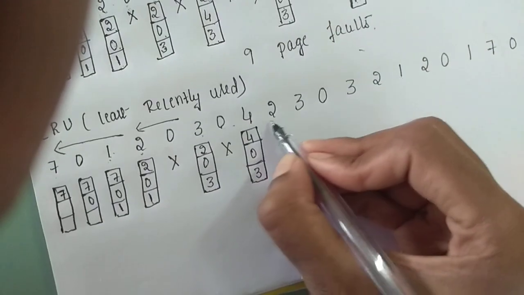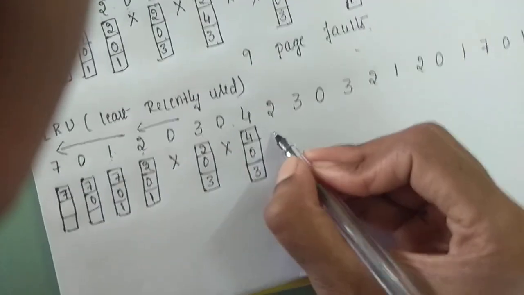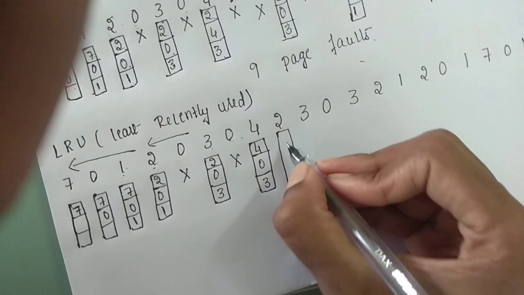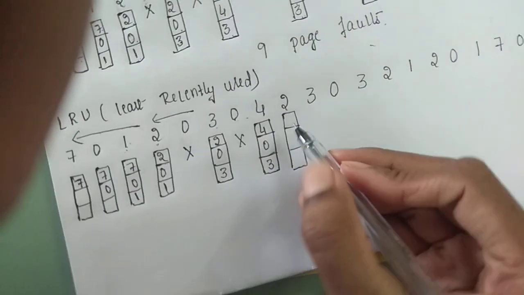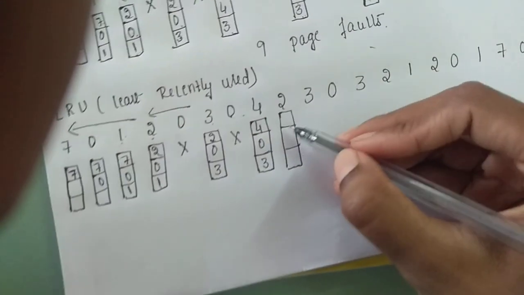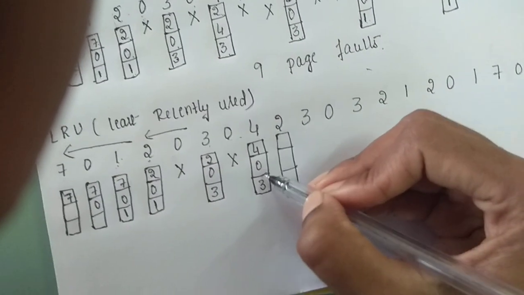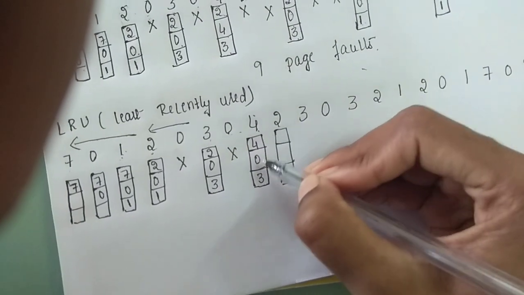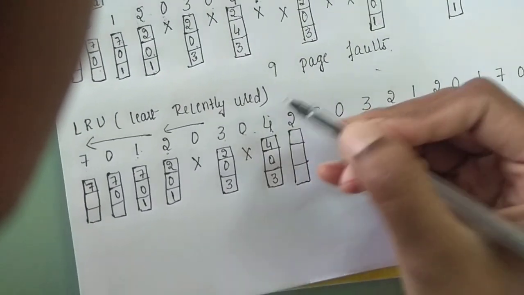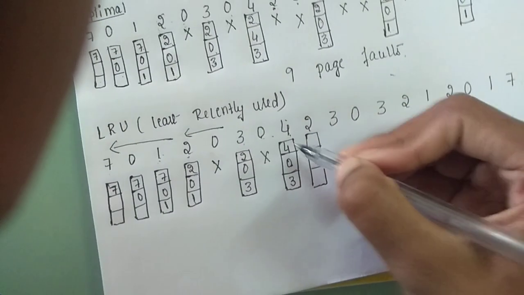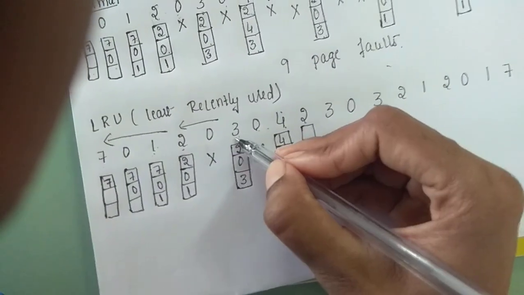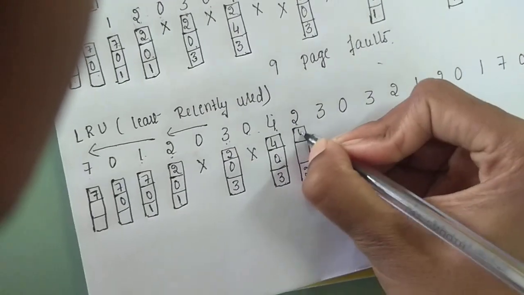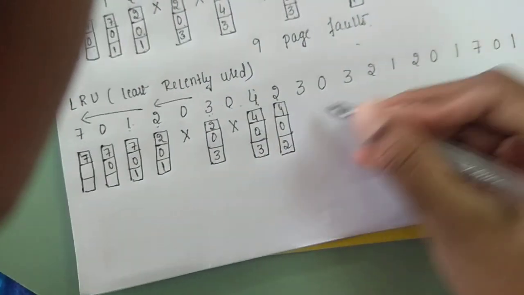Next I need to insert 2. 2 is not in the frame, so whom do I consider now? Search it. 4 is here itself, don't replace 4. 0 is next to 4. 3 is the last compared to 4, 0, 3. So I'm going to replace 3 and retain the other elements.